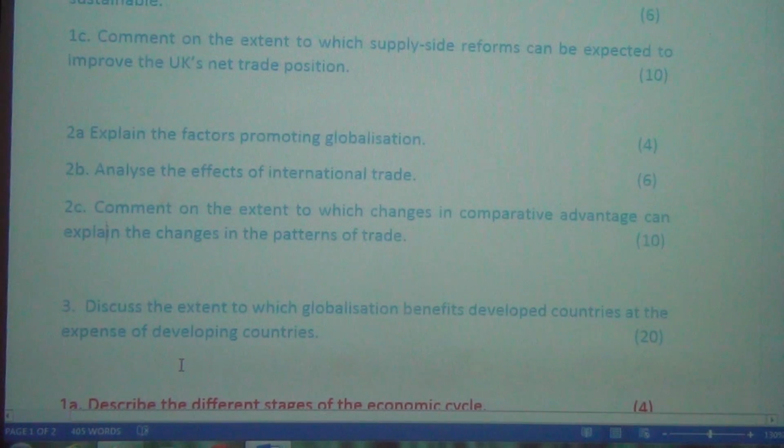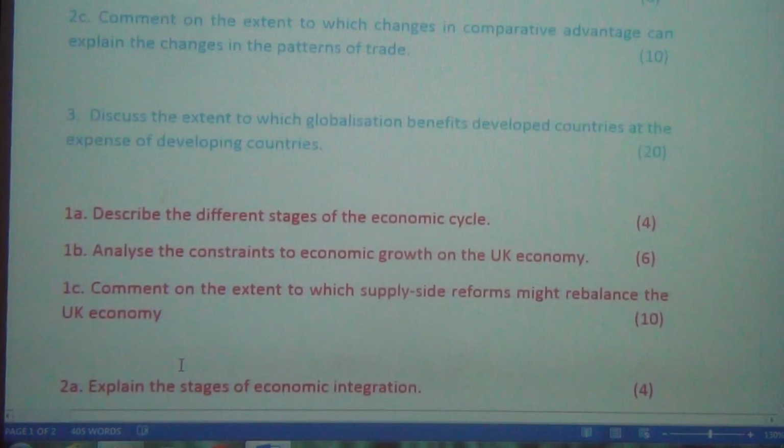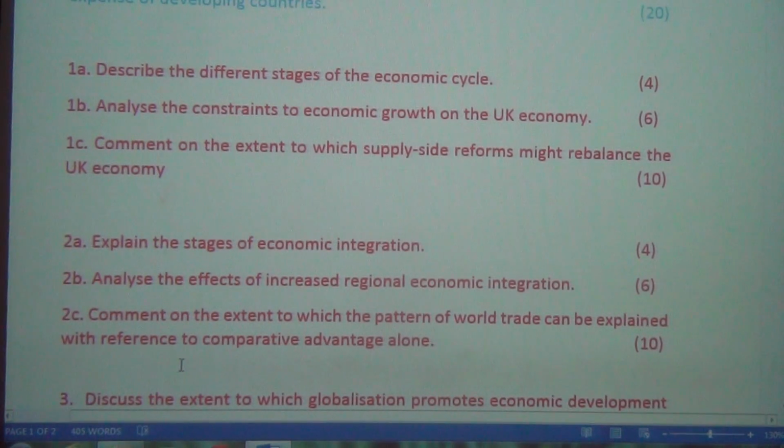And the final question on this paper, the essay question, discuss the extent to which globalization benefits developed countries at the expense of developing countries. 20-mark question. So that's paper 1. Here's another potential, paper 2.